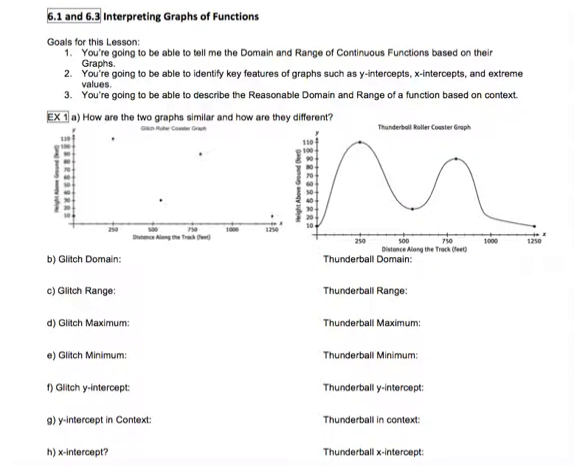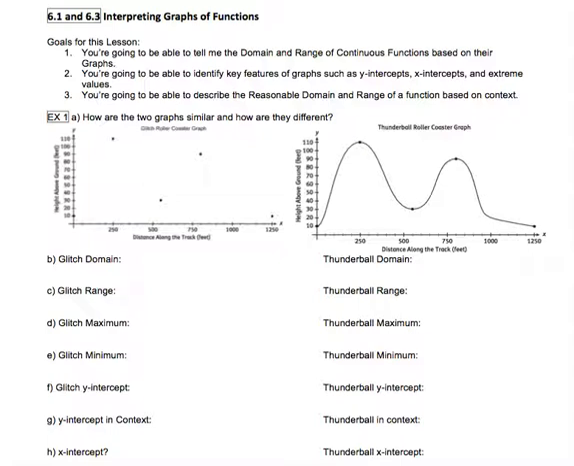Right, in this lesson, we are going to work on a couple things. So we've got the goals up at the top. You're going to be able to tell me the domain and range of continuous functions based on their graphs. You're going to be able to identify key features of the graphs, which would include x and y intercepts, extreme values, and then of course domain and range are key features as well. And then you're going to be able to describe the reasonable domain and range of a function based on context. So this meaning like a real life situation and the restrictions that it would bring along with it.